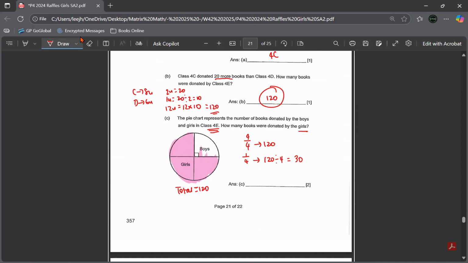But I want to find girls. The girls has 1, 2, 3. 3 quarters. So I write here. 3 quarter. 30 times 3. Answer 90 books. I know this is a bit misleading because the class only got boys and girls. So if the boys is only this part, the rest will be girls already. Understand? Okay.